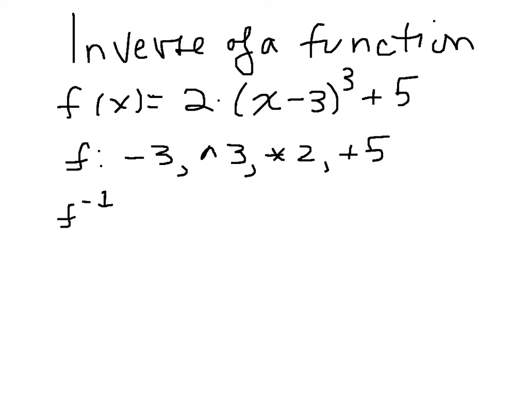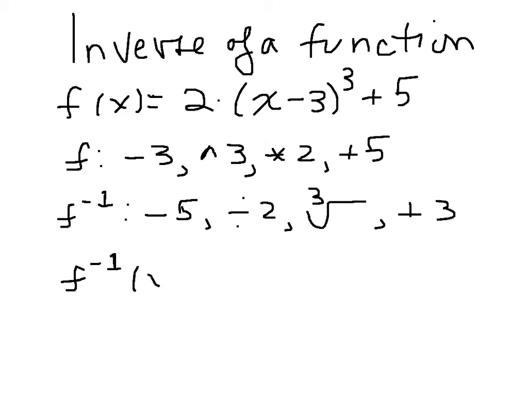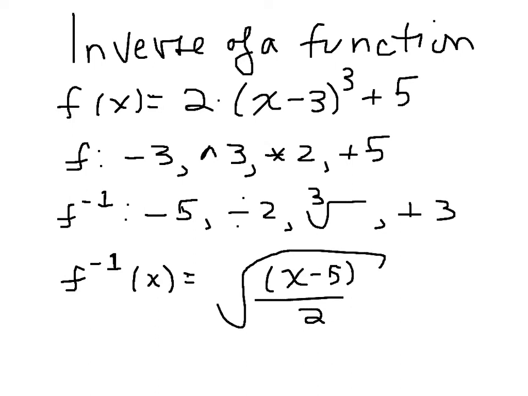The inverse function is going to work in the opposite order with the opposite operations. So it's first going to subtract 5, then divide by 2, then take the cube root, and finally add 3. Therefore, the inverse function will be written as the cube root of (x minus 5) divided by 2, plus 3. That's pretty cool the way that works.